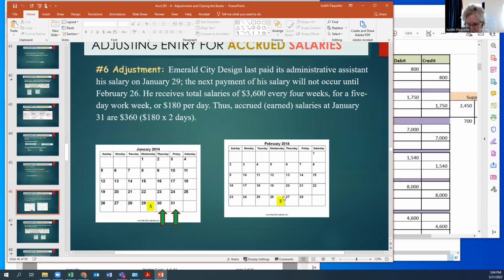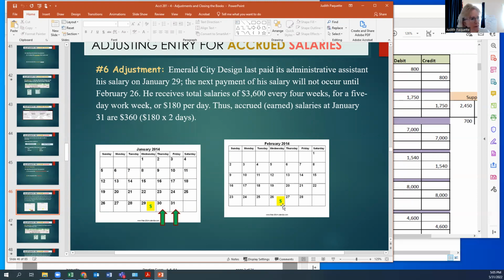Okay, so here's salary. And what I want you to do is take a pencil out and draw days of the week and figure out how much salary is for each day of the week. So in this example, they say, we paid the salary on the 29th. So that's the money going out there. Okay. They won't be paid again until the next month.